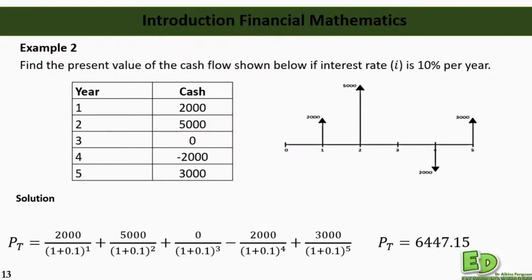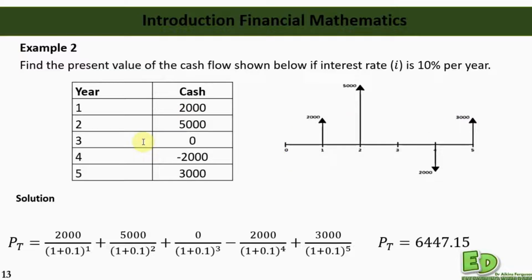Let's look at a practical example. Find the present value of the cash flow shown below if interest rate I is 10% per year. And so here you have the years, and you have the inflows and outflows. So this is how to represent it on a cash flow diagram.